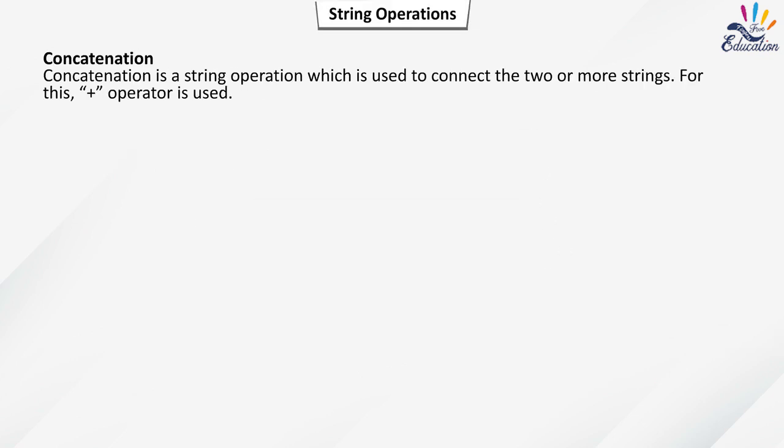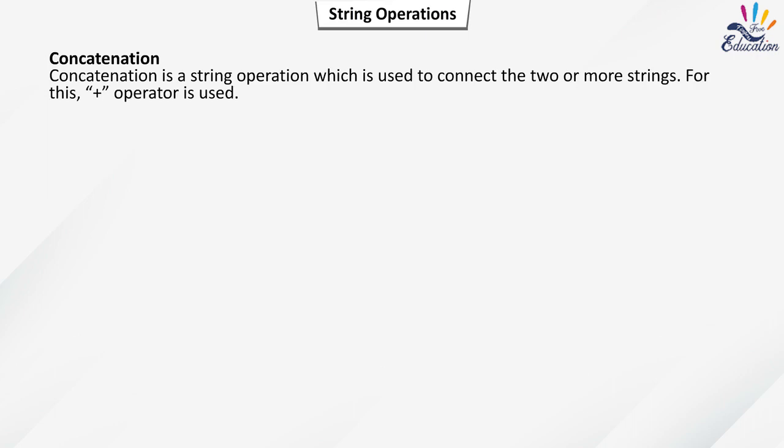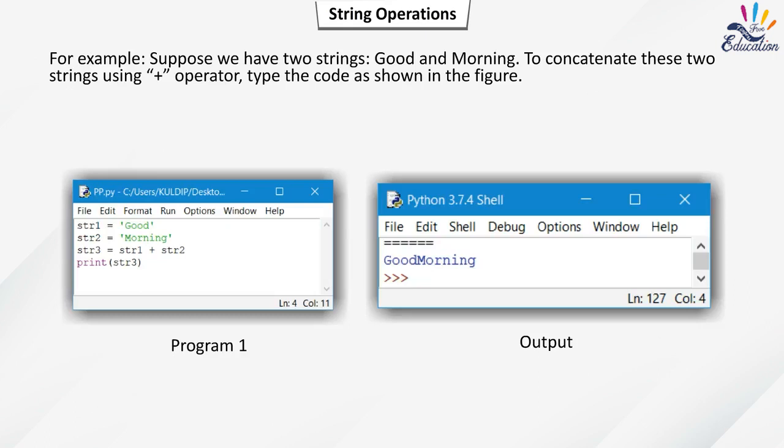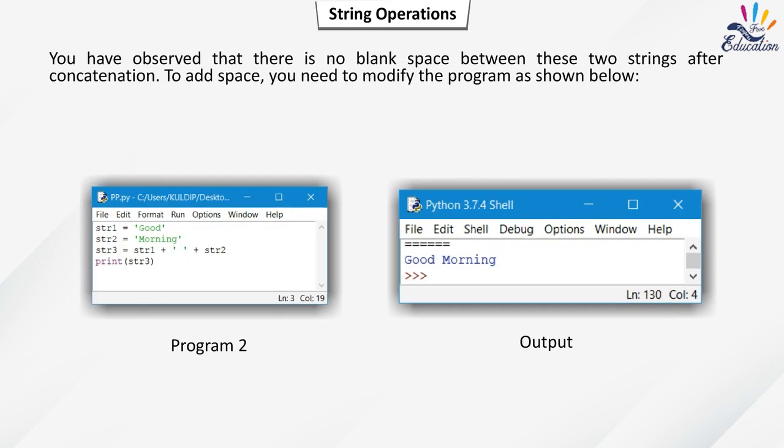String operations. Concatenation. Concatenation is a string operation which is used to connect two or more strings. For this, the plus operator is used. For example, suppose we have two strings, good and morning. To concatenate these two strings using the plus operator, type the code as shown in the figure. You have observed that there is no blank space between these two strings after concatenation. To add space, you need to modify the program as shown below.